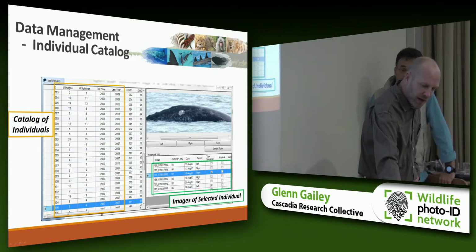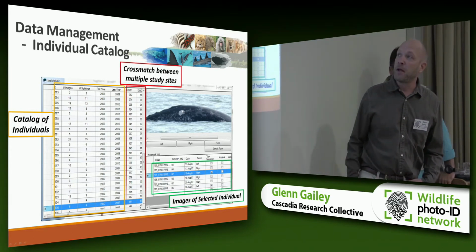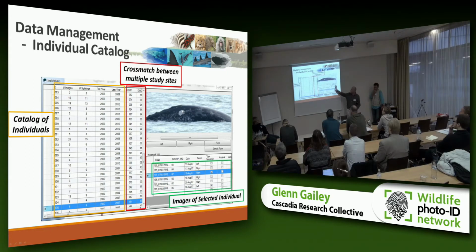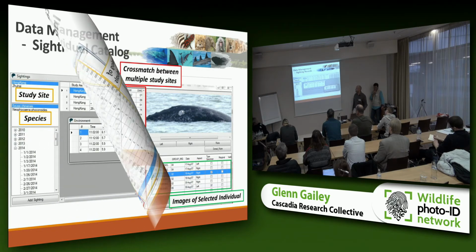But then you can also have an important aspect, I think, which is a cross-link between different catalogs. So, for example, this is our catalog for gray whales, but what we call individual 083, another study calls individual 062. So it's a very important thing because they process their IDs, and if we want to make use of all the data, we have the important cross-link between the two studies.